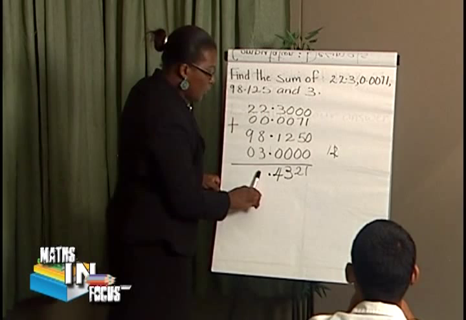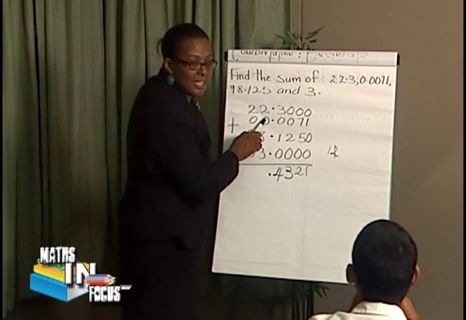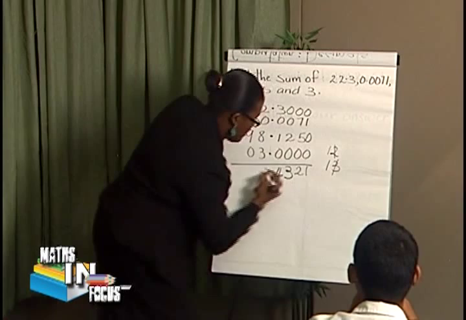Now I go to my whole numbers. 3 and 8, 11, 11 and 0, 11. And 2, 13. 1 and 0, 1. And 9, 10. And 0, 10. And 2, 12. And that's our last one we're adding, so we bring across the entire thing.